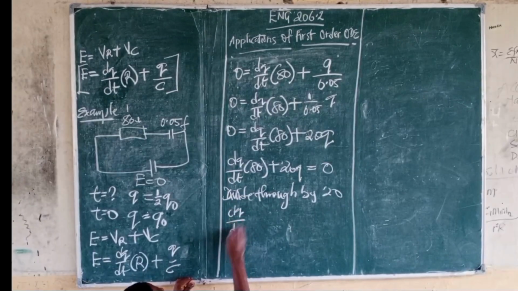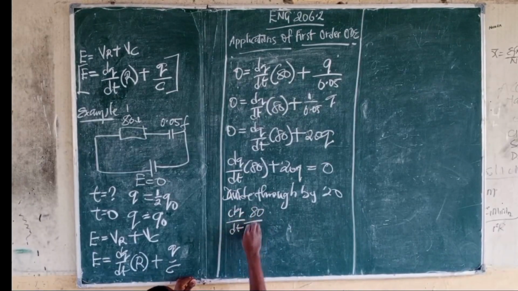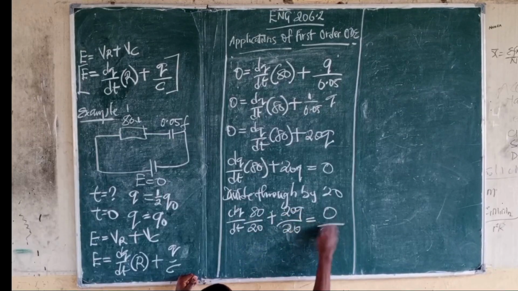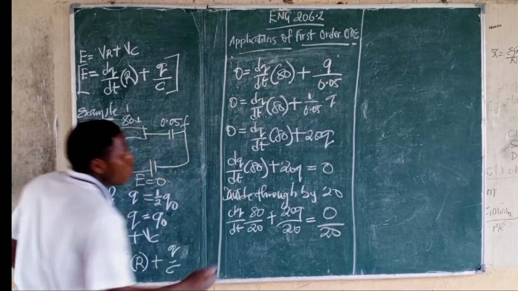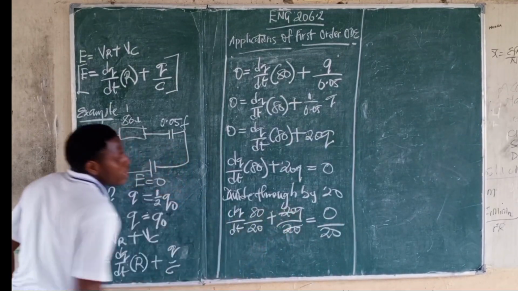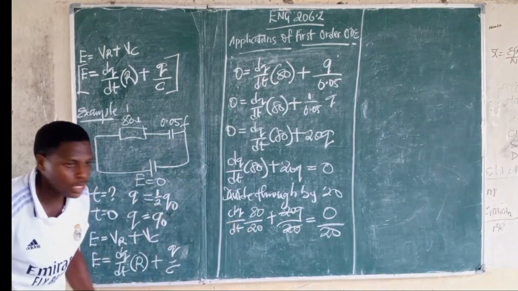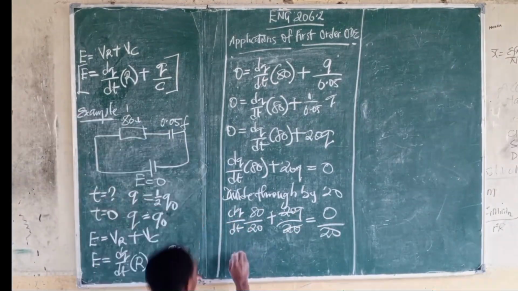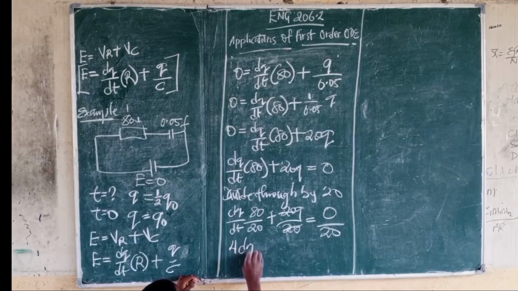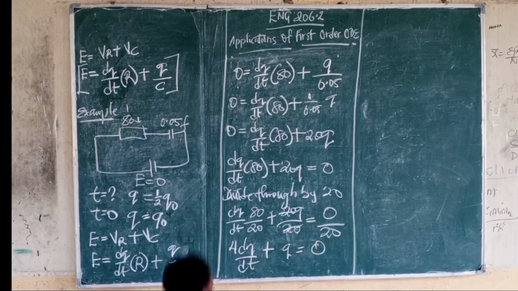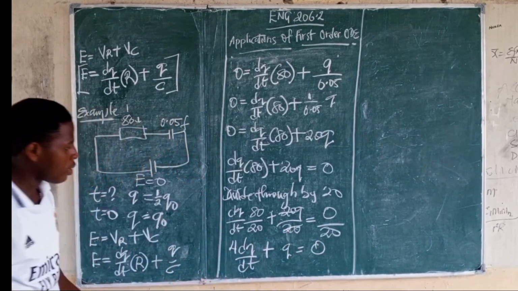If you divide through by 20, you simply have dQ over dt, 80 divided by 20, plus 20Q divided by 20, equal to 0 divided by 20. So if you do that, your 20 is removing 20. 0 over 20 is 0. 80 divided by 20, you have 4. So if you do that, you simply have 4 dQ over dt plus you are left with Q, and this is equal to 0.